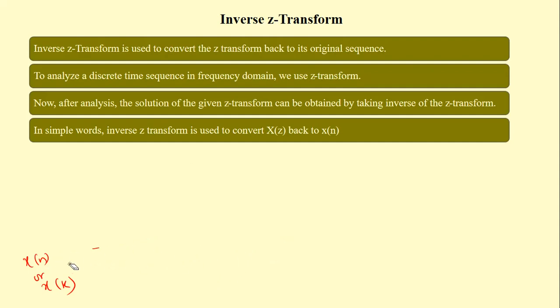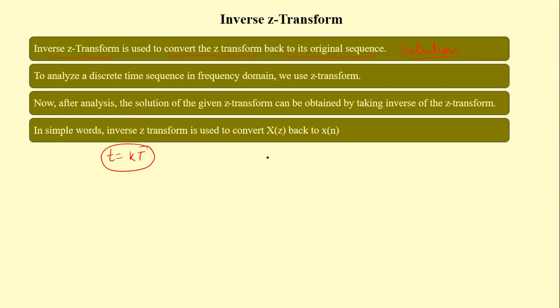And inverse Z transform is used to bring the same system, the same sequence, from frequency domain to time domain, where t is taken as kt, that is, the sampled time. So as you can see here, inverse Z transform is used to convert the Z transform back to its original sequence. Original sequence means we are determining the solution of the given sequence.